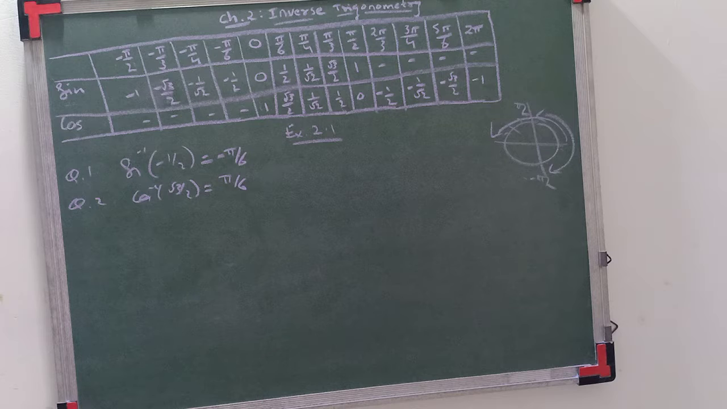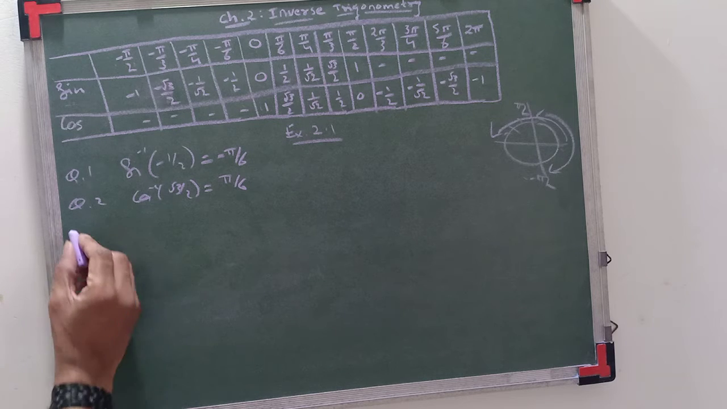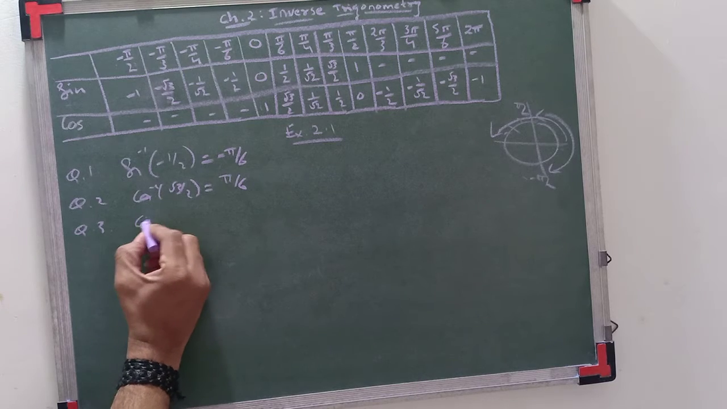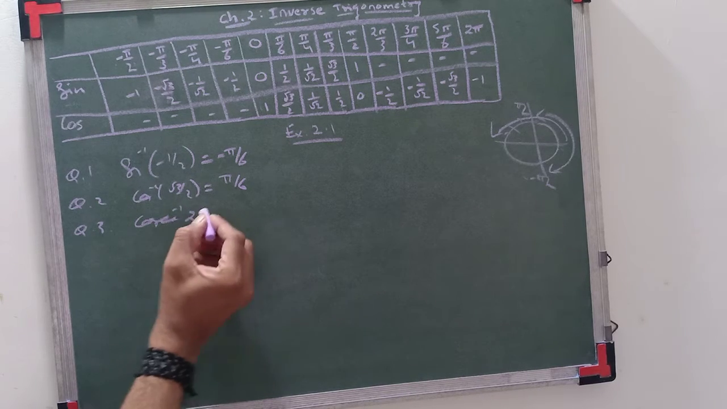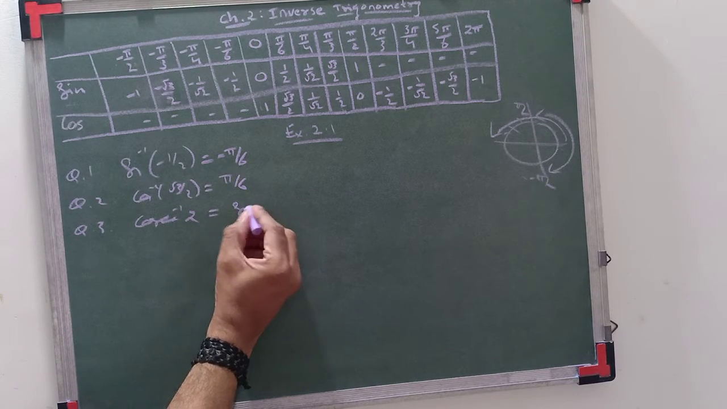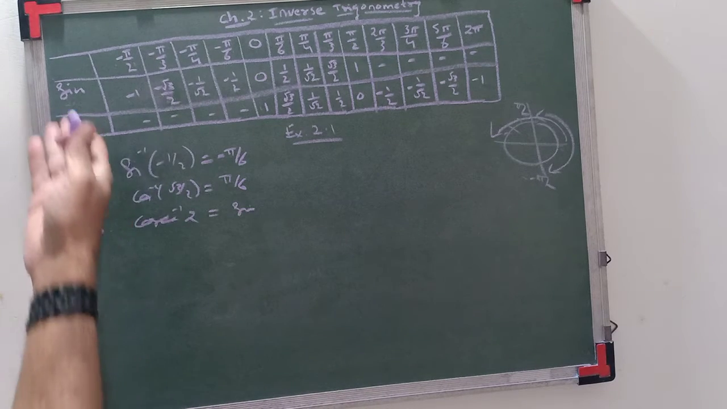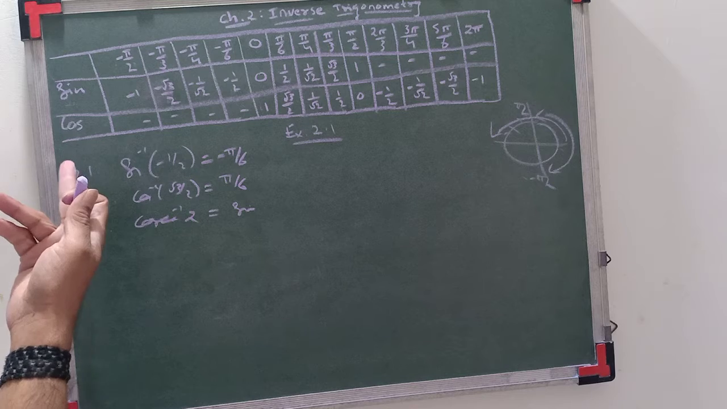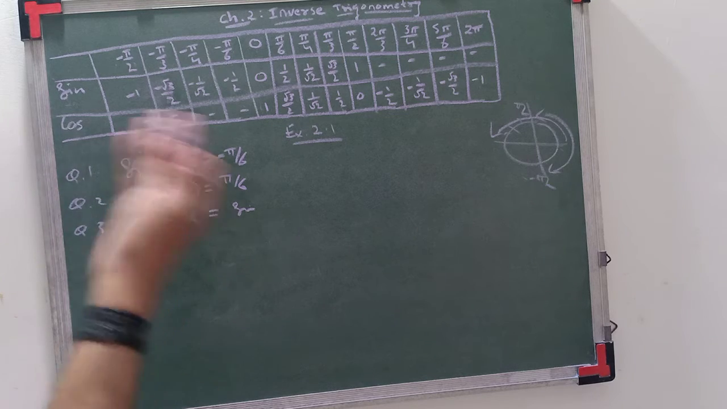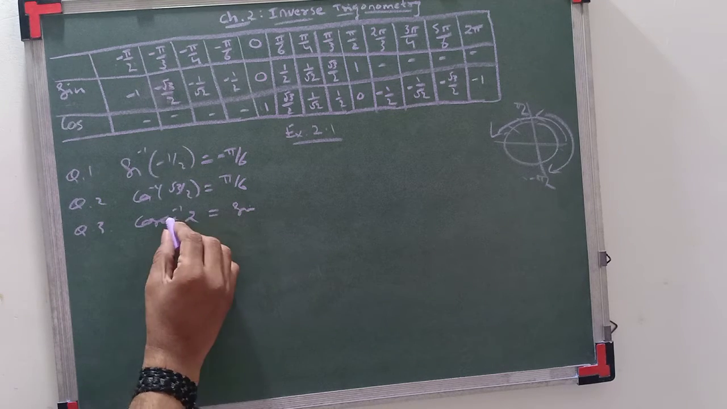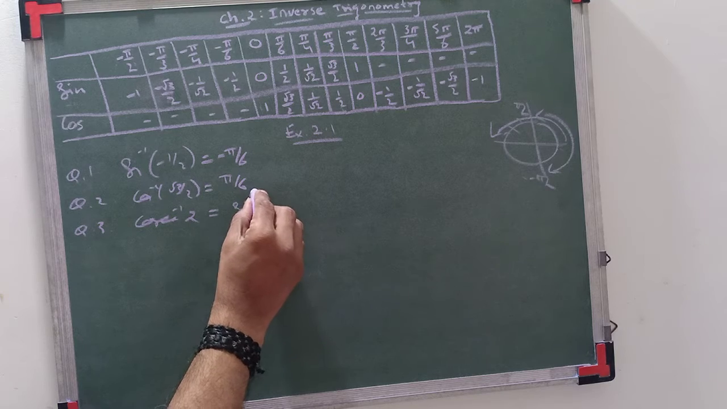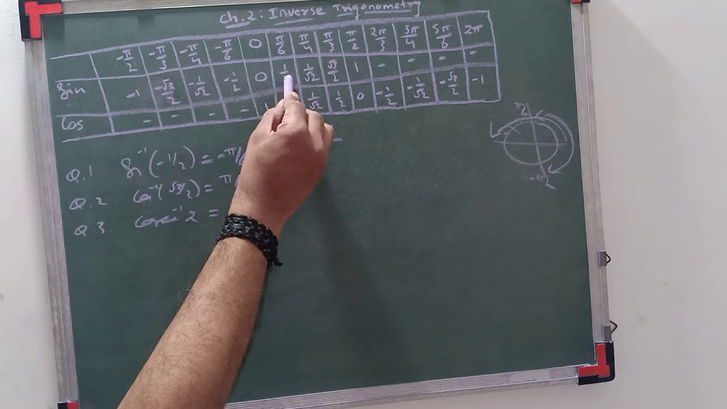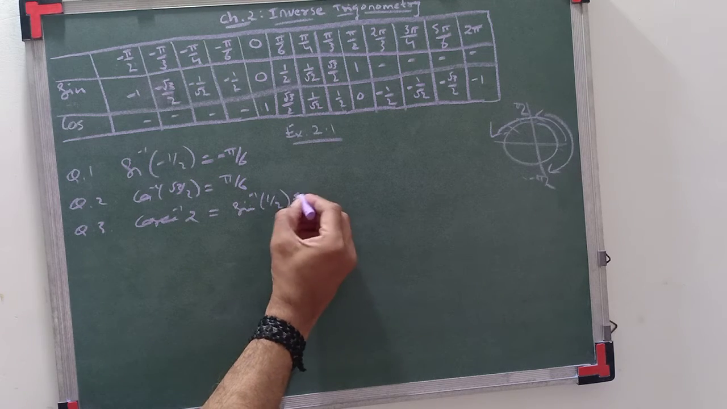Next, question number 3. We want to find out cosec inverse of 2. Cosec inverse of 2 means sine inverse of 1 by 2, because we have not written the table of cosec inverse. Otherwise if you want you can write down here the table of cosec, sec, tan and cot also, but as we have not written, to avoid confusion I am converting into sine. So sine inverse of 1 by 2. Now where are you getting 1 by 2? In the sine row, pi by 6, so answer is pi by 6.